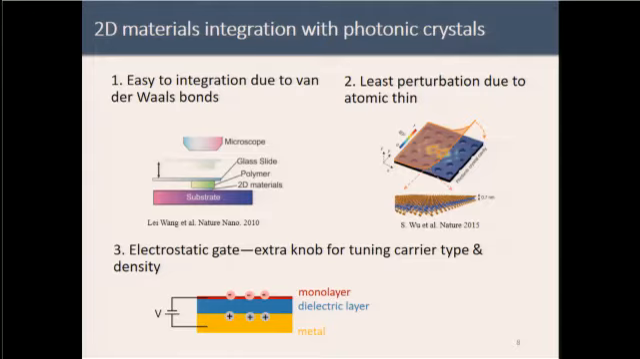A third criterion that I think is important is that these layered materials can be tuned with an electrostatic gate. This is an important knob because we can tune the carrier concentration and even change the material dramatically, like the electronic properties and optical properties.